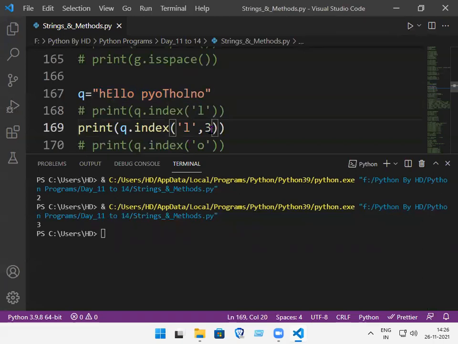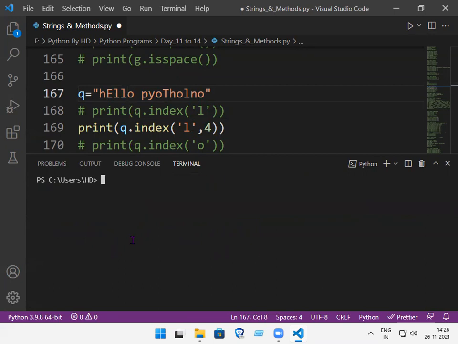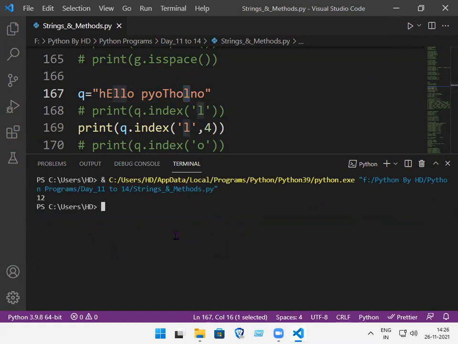If I say after 3 you find, it means till 3 you have L. I want to know after L. I want to find L after 4 values: 0, 1, 2, 3, 4. After 4, where L is there, you can find. Find the index of L after 4 positions. It is at the 12th. Clear? Now can you tell me the answer now, this one.